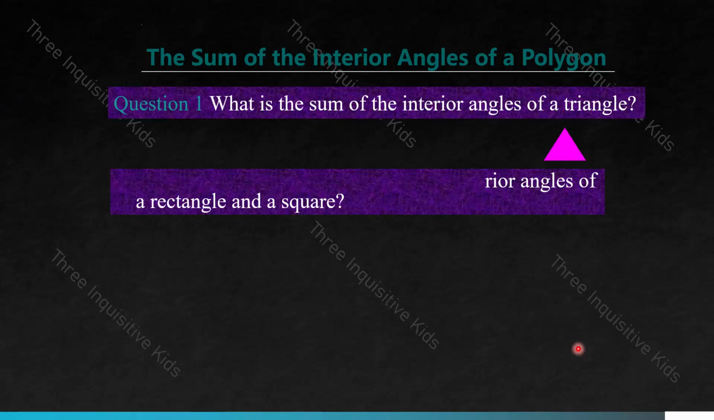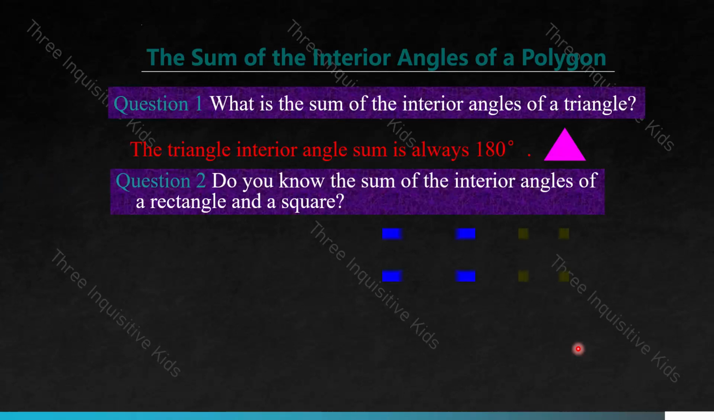Here's our first question. What is the sum of the interior angles of a triangle? The triangle interior angle sum is always 180 degrees. So when you're being asked in a problem, what is the interior angle sum of a triangle, the answer never ever changes. For whatever shape or type of the triangle it is, it is always 180 degrees as its interior angle sum.